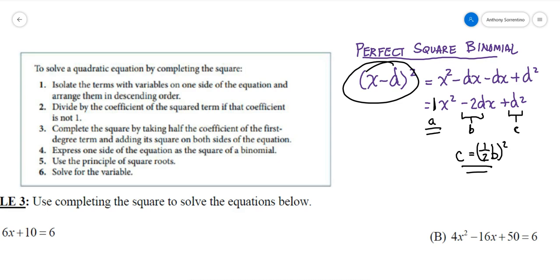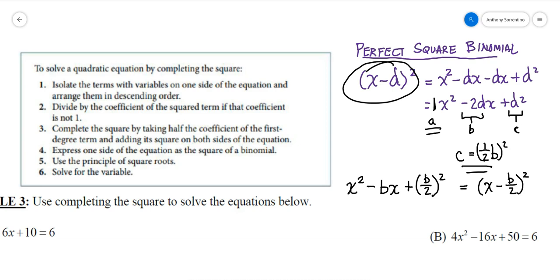So essentially, if I have a trinomial with this kind of format where this leading term is a 1, I have some number in front of the x, and the third term is simply the middle term divided by 2 and then squared, I can rewrite this as x minus b over 2 squared.